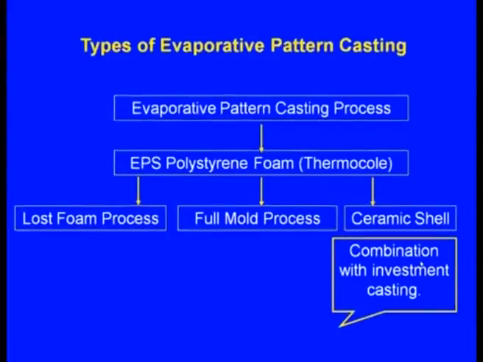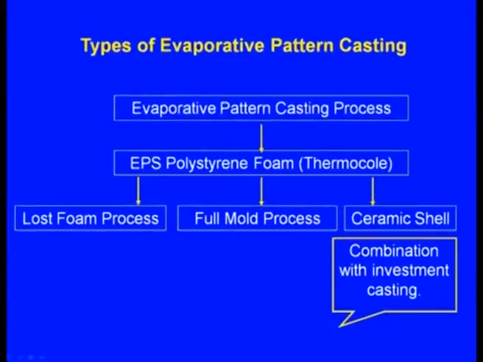And let us see what this ceramic shell process is. This is a combination with the investment casting process. What is that? In the investment casting process, we make a thick ceramic shell around the wax pattern. This ceramic shell is made in 5 to 7 coats. A fine refractory slurry is made, and the wax pattern is dipped into it and taken out, and a stucco is rained on it. Again it is dried, then again dipped into the slurry, taken out, stucco is sprinkled on that, and it is dried.